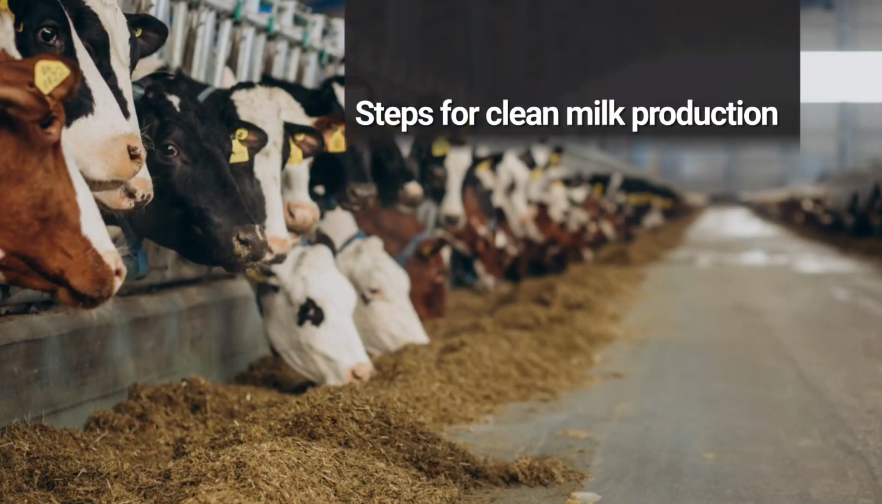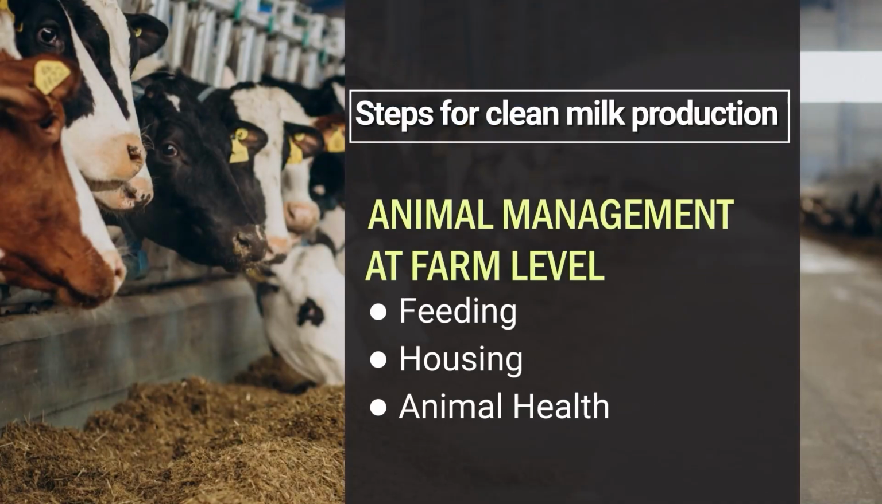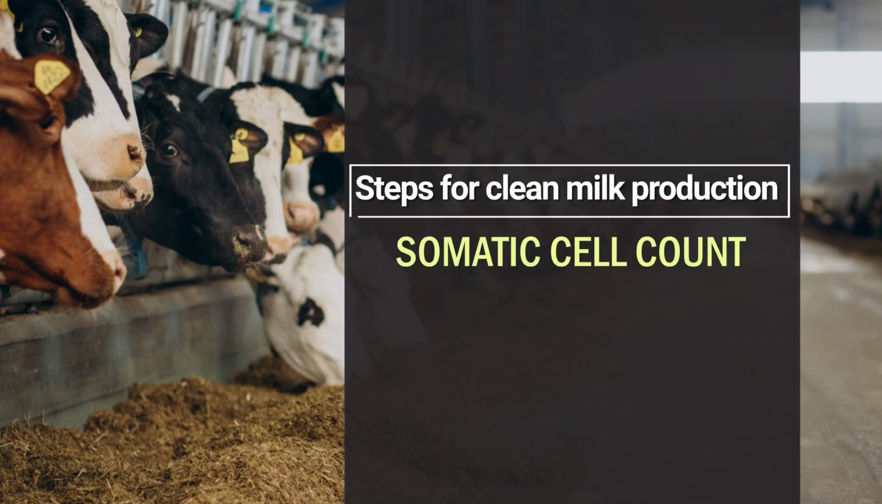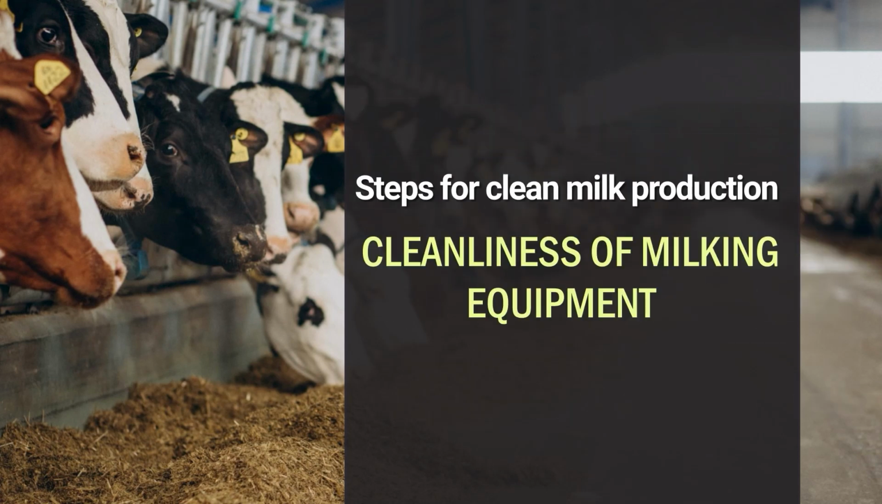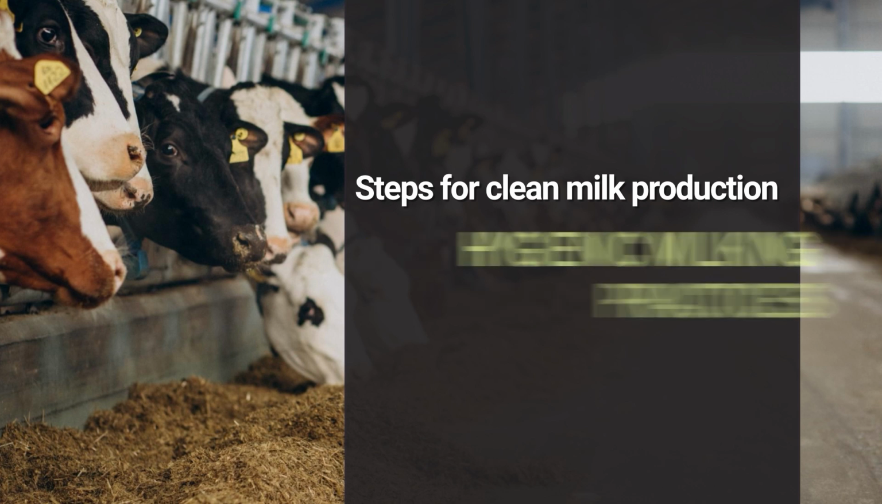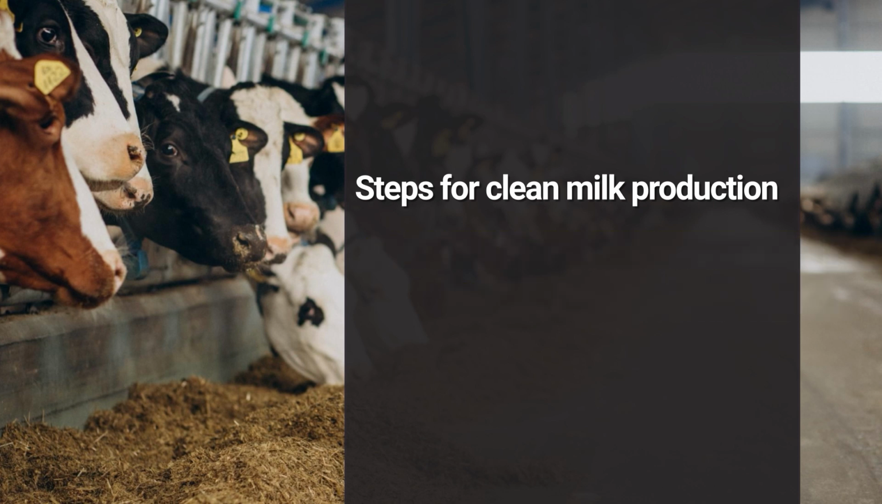What steps should be taken for clean milk production? First is the animal management at farm level, feeding properly, housing should be proper, animal health should be maintained. What is the somatic cell count? Then the cleanliness of the milking equipment, hygienic milking practices, and then the cooling. Cooling is very important because it stops the growth of microorganisms.